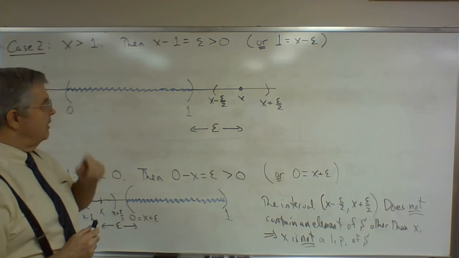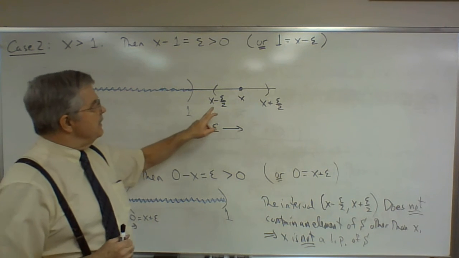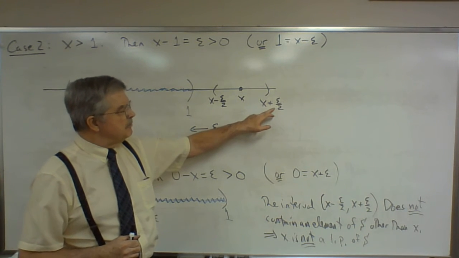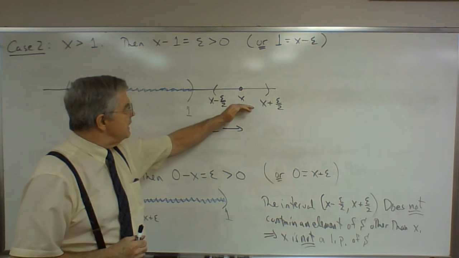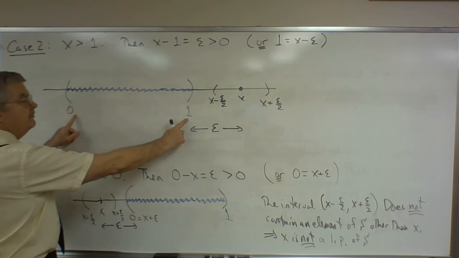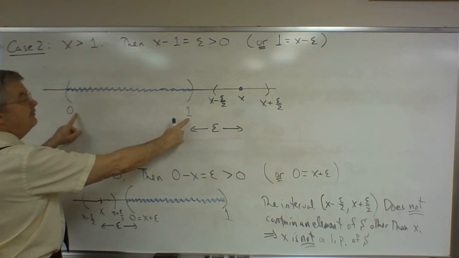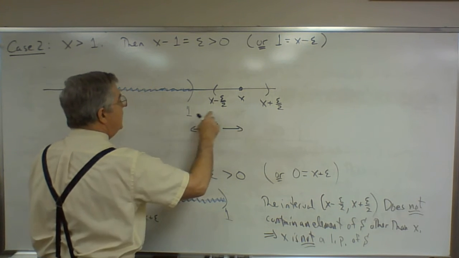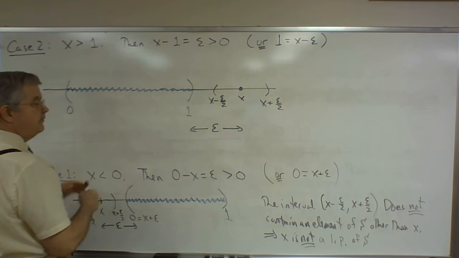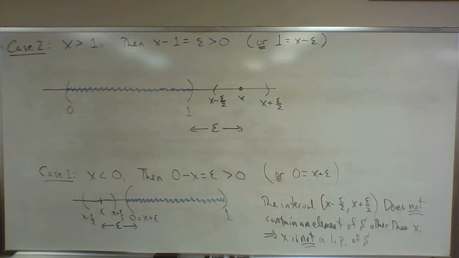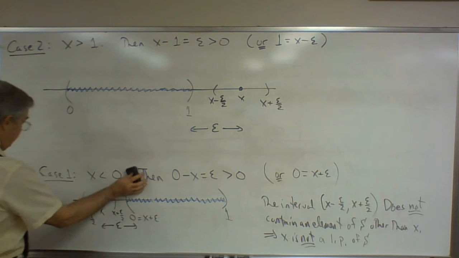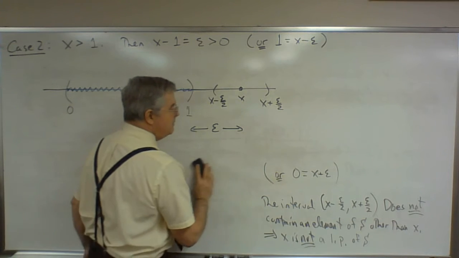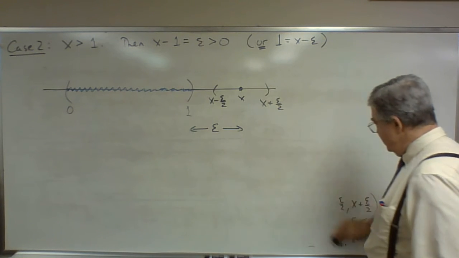From x minus epsilon over 2 to x plus epsilon over 2. And notice that the entire interval, x minus epsilon over 2 to x plus epsilon over 2, is completely disjoint from the set S. The set S contains no points of this interval, and this interval contains no points of the set S. So I guess if x is greater than 1, x can't be a limit point either.